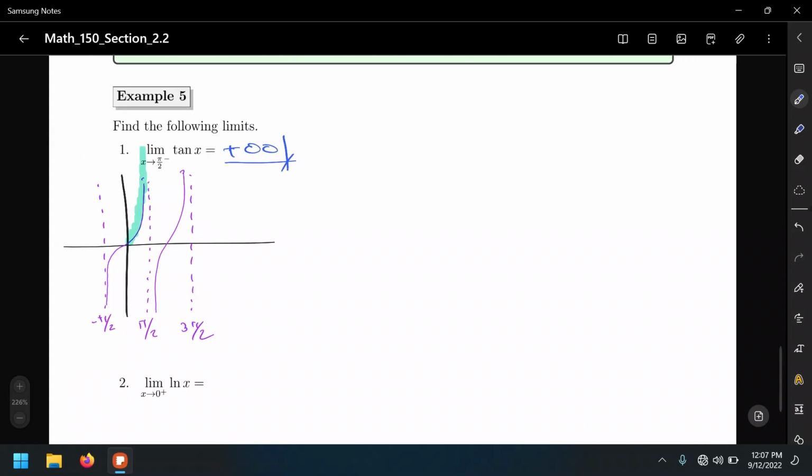Alright, so there's another approach to this problem. Let me show you how we do it. Another way to see this is to write the limit as x approaches pi over 2 from the left, and write this in terms of sine and cosine. So using identities, what's tangent in this case? Sine over cosine.